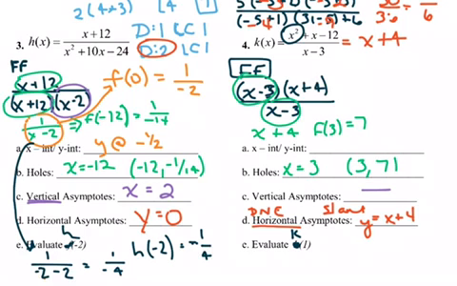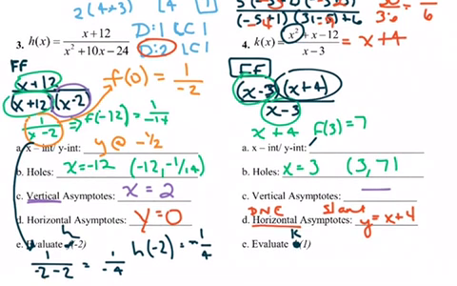The x-intercepts occur when my numerator equals 0. So x plus 4 equals 0 at negative 4. So x equals negative 4. And the y-intercept occurs when we look at f of 0. So f of 0, 0 plus 4 is 4. So my y-intercept will be 4.